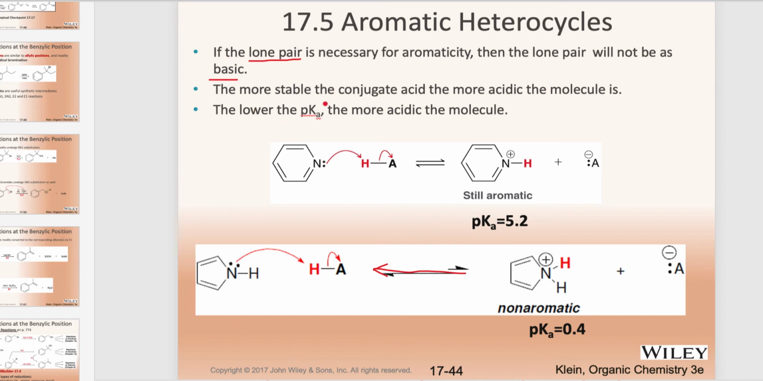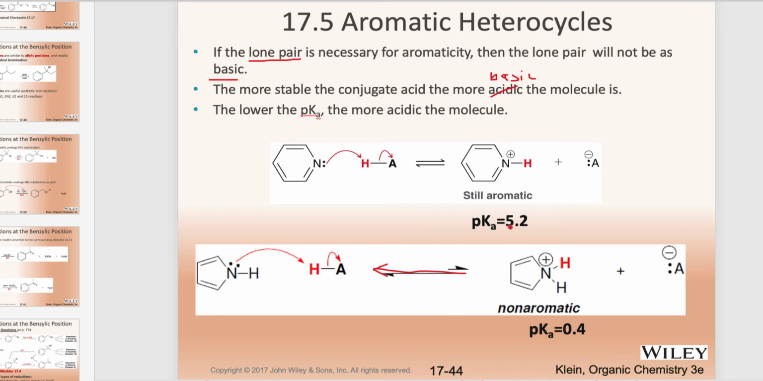So the more stable the conjugate acid, the more basic, I typed this in, the molecule is. As we are looking at the two, I also want to mention that the lower the pKa value, the more acidic the molecule. You may be given the pKa value and assess this, and then it's easy. The lower number, this is more acidic.